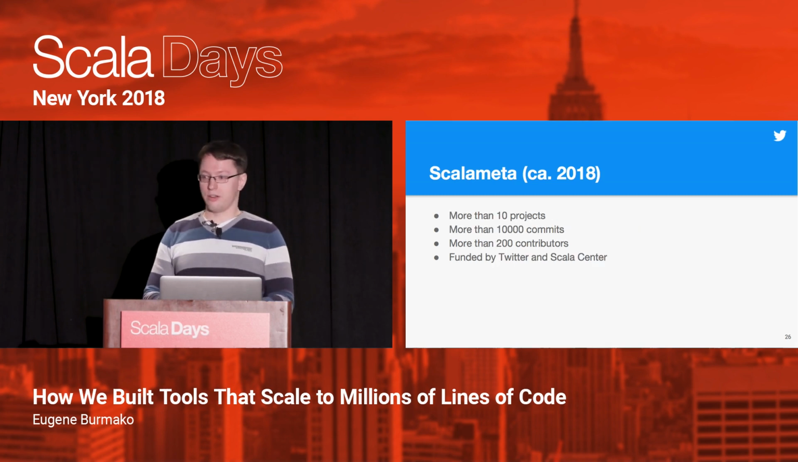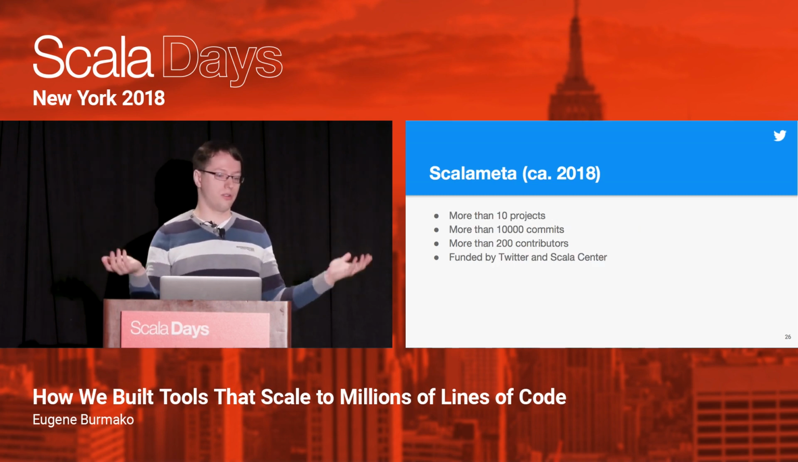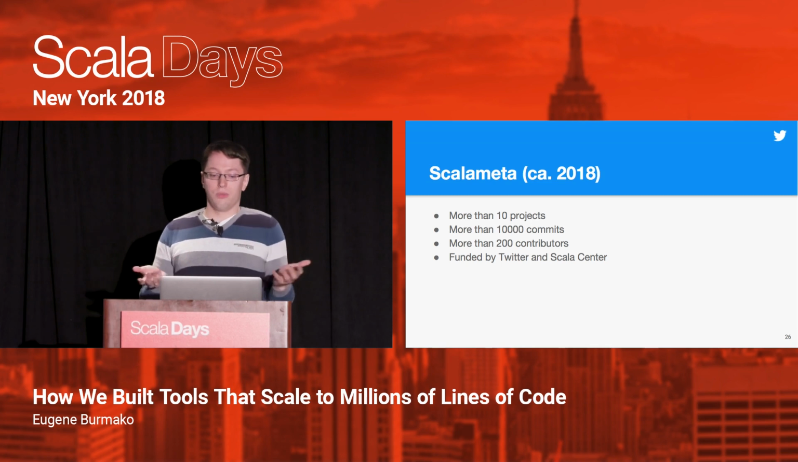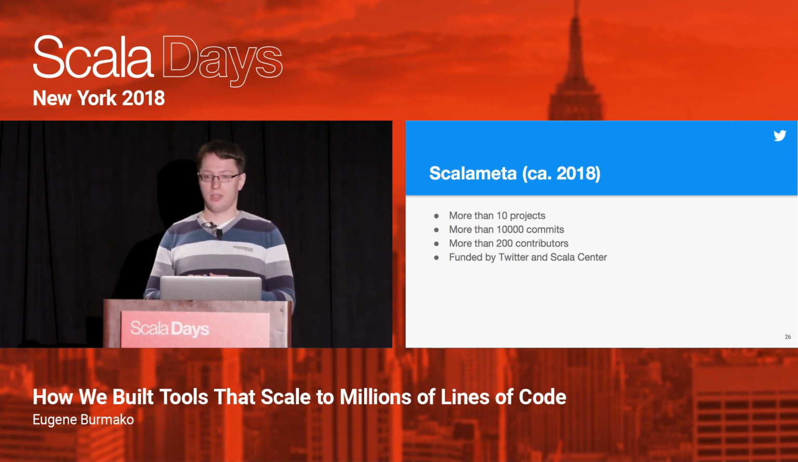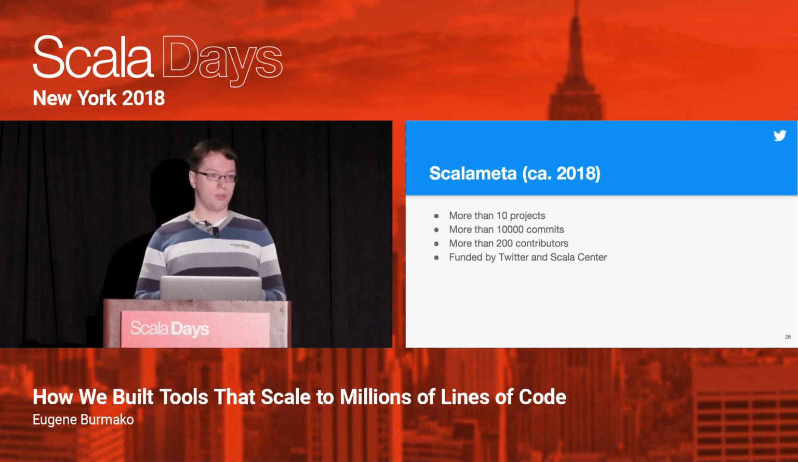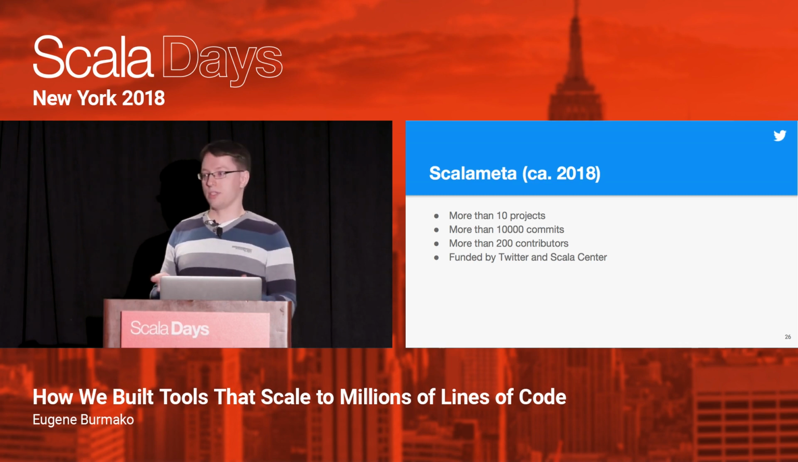And 5 years later, Scalameta is like an umbrella project, an organization that accumulates more than 10 projects that add up to more than 10,000 commits by more than 200 open source contributors. And because of the strategic importance of this initiative, both Twitter and Scala Center fund full-time developers who work on Scalameta and related projects.